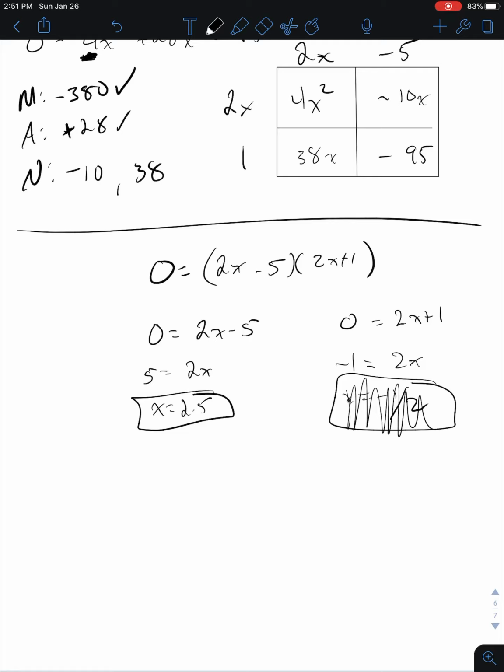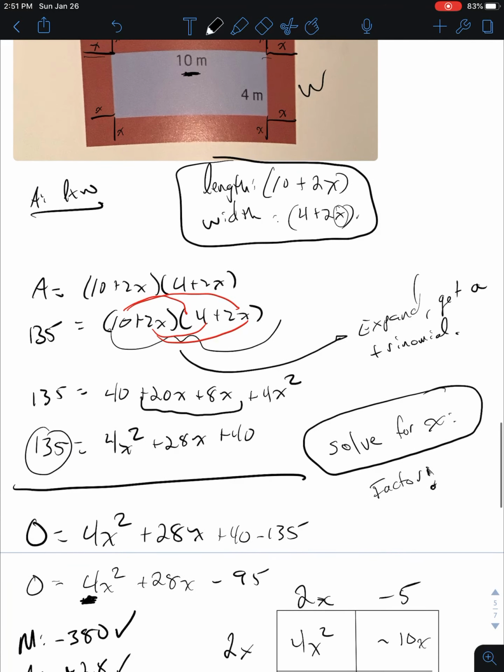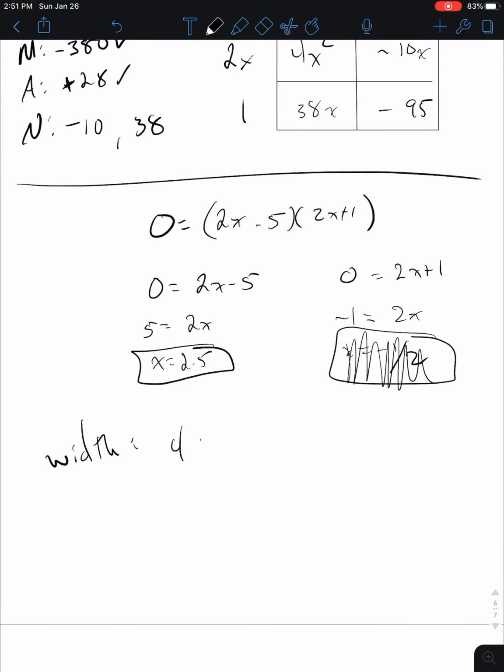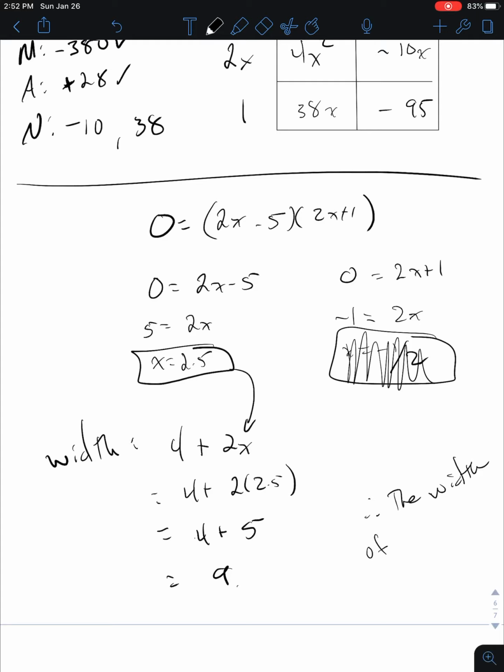The width of the pool is 2.5. Ah, I gotcha. What did we say the width of the pool was? It can't be negative, we said that. But it's also not 2.5. Oh, x is 2.5, so x has to be 2.5. So what did we say the width was back in the very beginning of this question? It's 4 plus 2x. So I'm going to plug x in, and I'm going to get 4 plus 2 times 2.5. There you go, 4 plus 5. Good, 9.